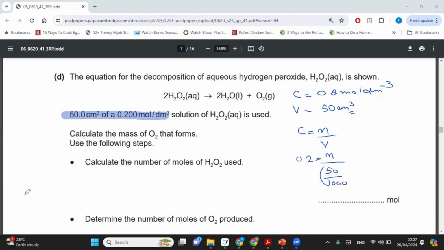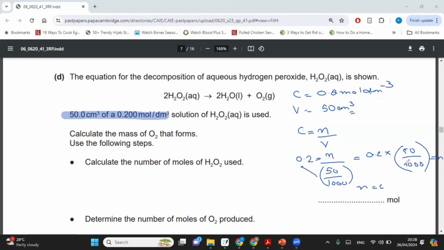So I will take my 50 upon 1000 into the numerator. So this will become 0.2 multiplied by 50 upon 1000. This will be equal to the number of moles. So will you guys please calculate for me? What should I get as my answer? 0.01. Correct.